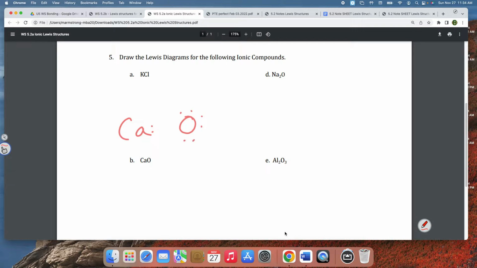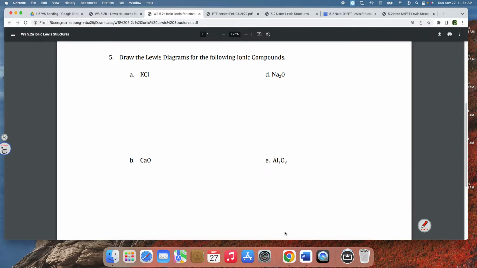This oxygen has 6 valence electrons. These two will transfer there, such that oxygen now has 8 valence electrons. Keep them fenced in, and that oxygen gained 2 electrons, therefore it's a 2 minus. And the calcium lost 2 electrons, it's a 2 plus.